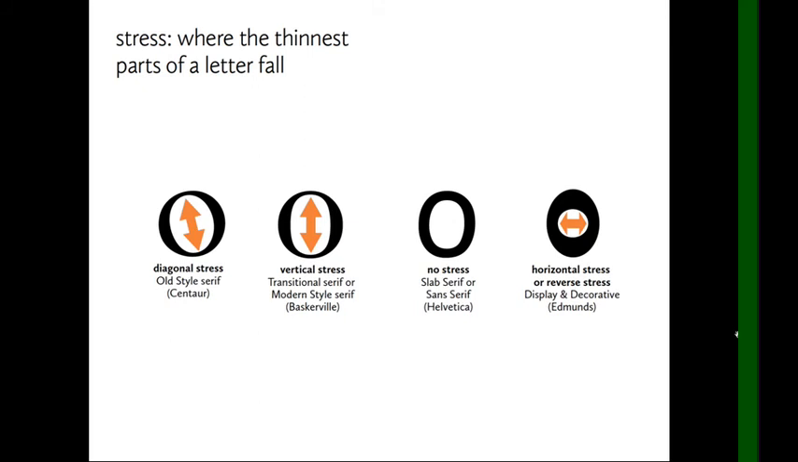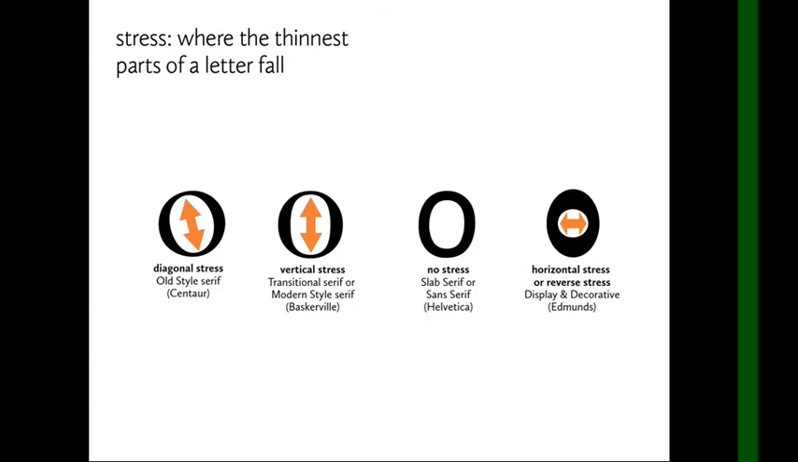Then we have vertical stress. This means the thinnest parts of the letter are at the exact top and bottom. If you're thinking of the clock face, diagonal stress could be 11 and 5, could be 10 and 4. Vertical stress is 12 and 6 o'clock, always. There is no stress. Many sans serif typefaces don't have a significant difference in thickness between different parts of the letter. Slab serif styles generally have no stress. Sans serif styles have generally no stress.